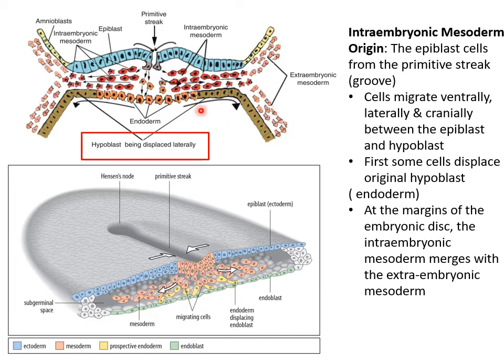Okay, what happens at the margins of the embryonic disc? That means once these cells have filled up everything in between the epiblast and hypoblast, at the margins you can see these cells will merge or will be continuous with the extraembryonic mesoderm that is already there surrounding. And to give you the orientation, the cavity above the blue cells was the amniotic cavity developing, and below was the yolk sac, and surrounding is the extraembryonic mesoderm. So the cells just become continuous there.